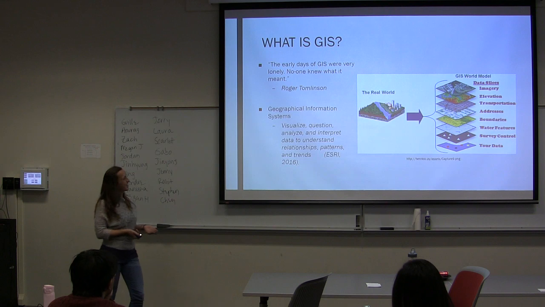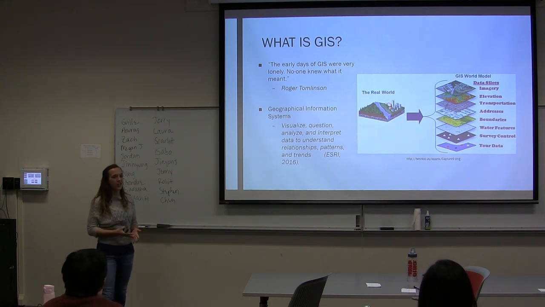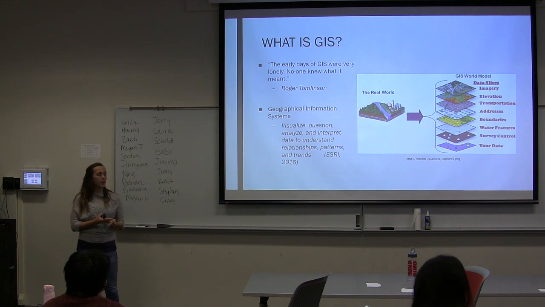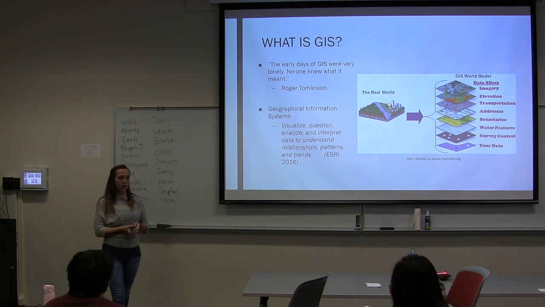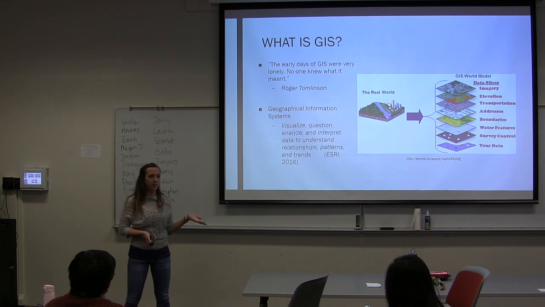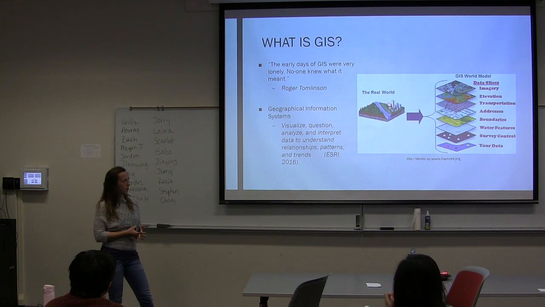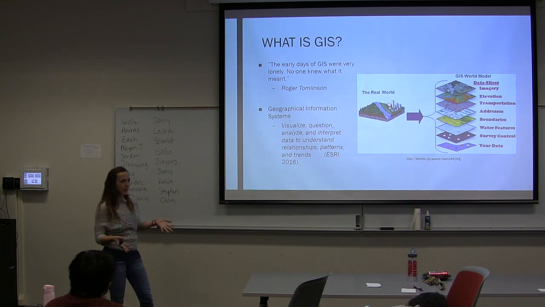And so it's great that now most people use it, most people have literacy in it, but we're still going to review it. Geographical information systems are used to visualize, question, analyze, and interpret data to understand relationships, patterns, and trends. That's Esri's definition. Esri is the big company that is spearheading most of the innovations in GIS today.